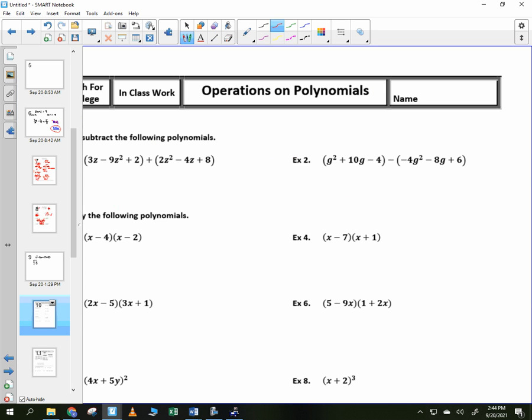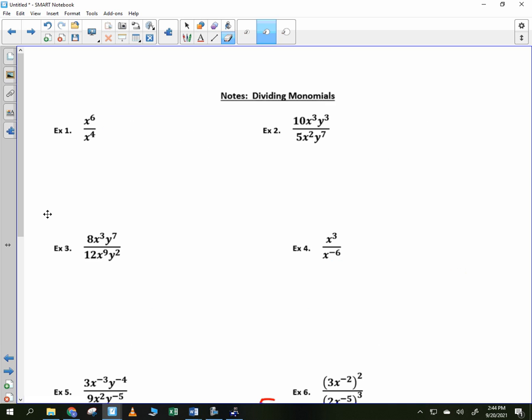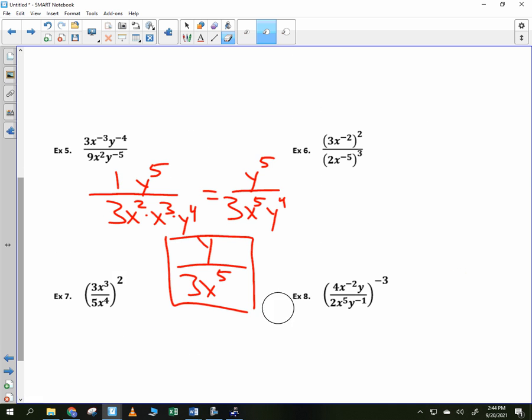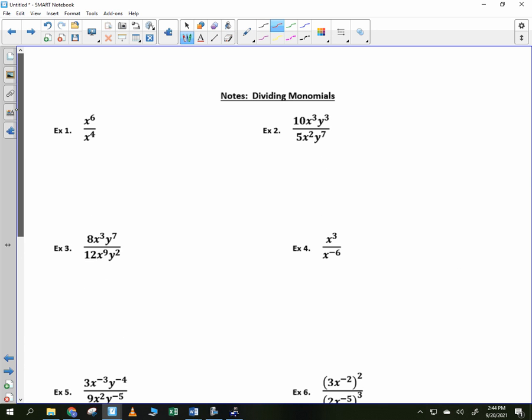So last piece. What's different about these problems on the back? We're dividing, yep, and so we're going to subtract some exponents. X to the 6th over x to the 4th makes x to the 2nd.